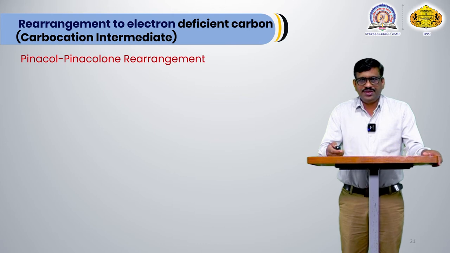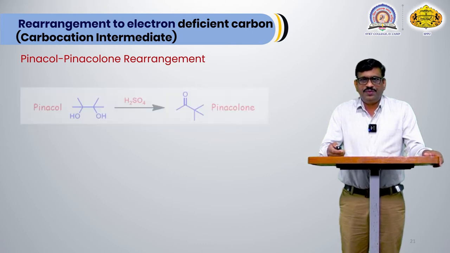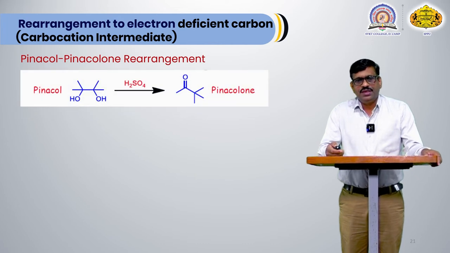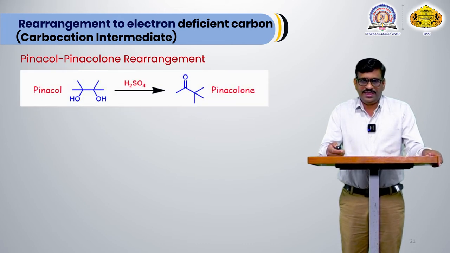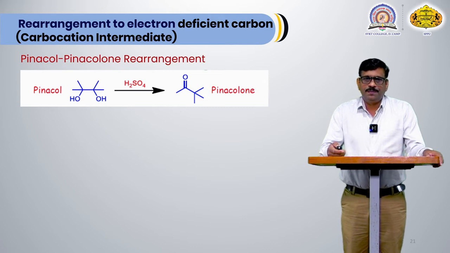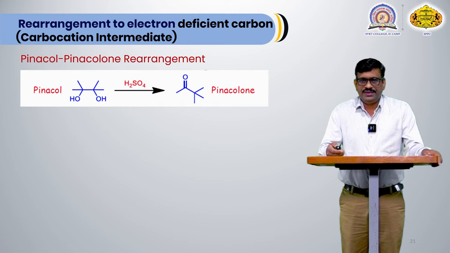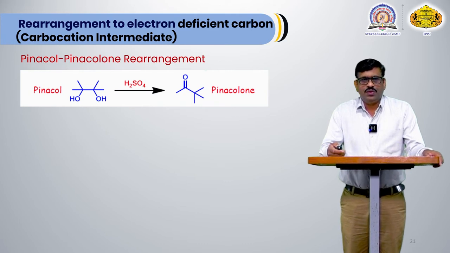Now, rearrangement to electron deficient carbon. An example is pinacol-pinacolone rearrangement. In pinacol-pinacolone rearrangement, a 1,2-diol is converted to a carbonyl compound, that is an aldehyde or ketone. A 1,2-diol contains 2 hydroxyl groups.